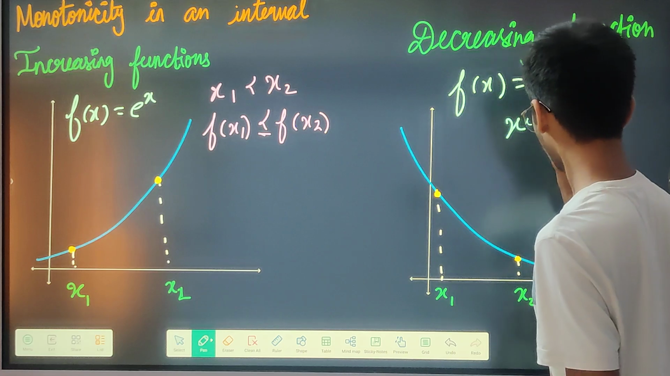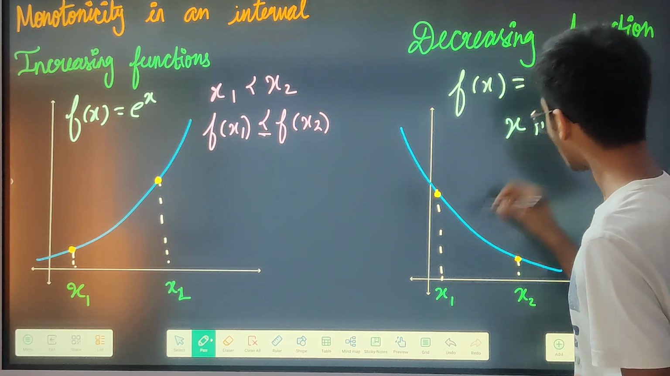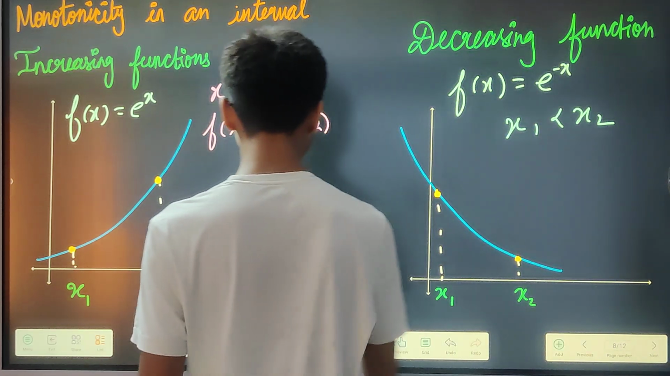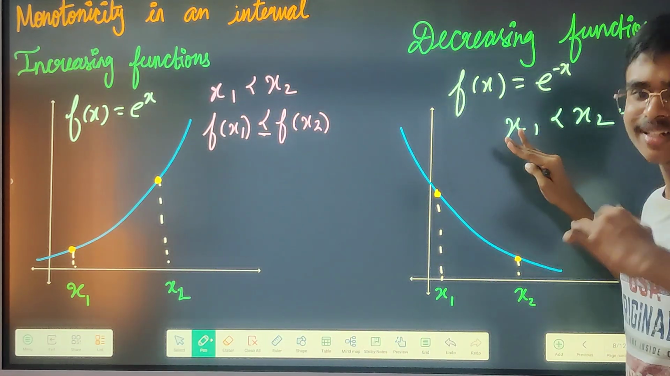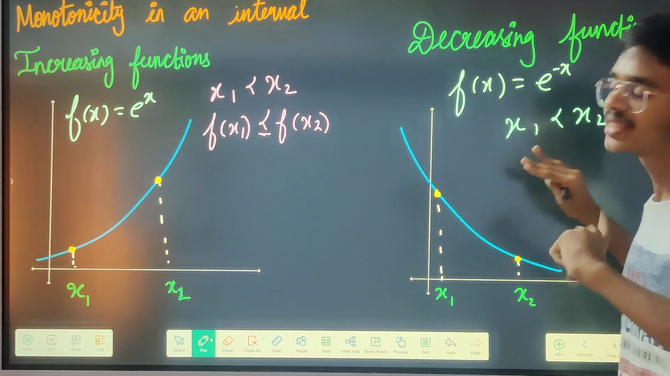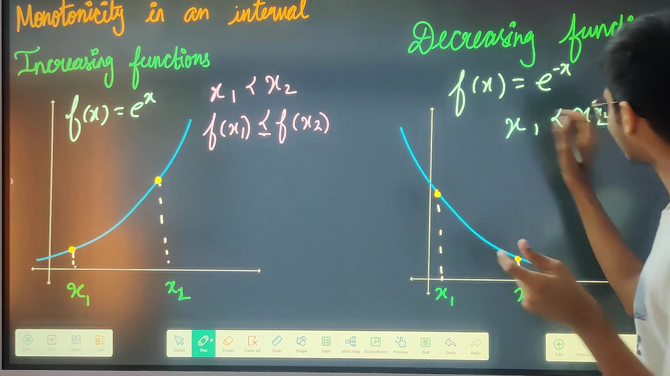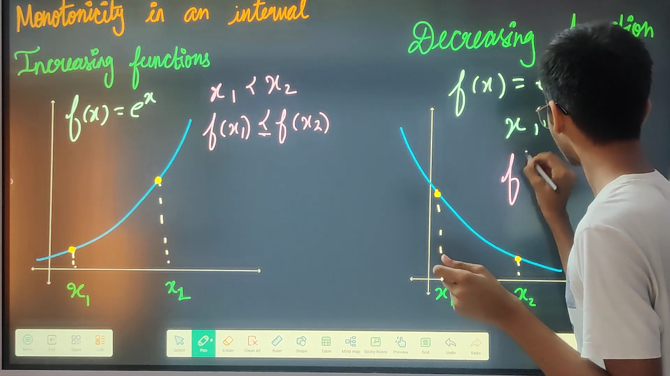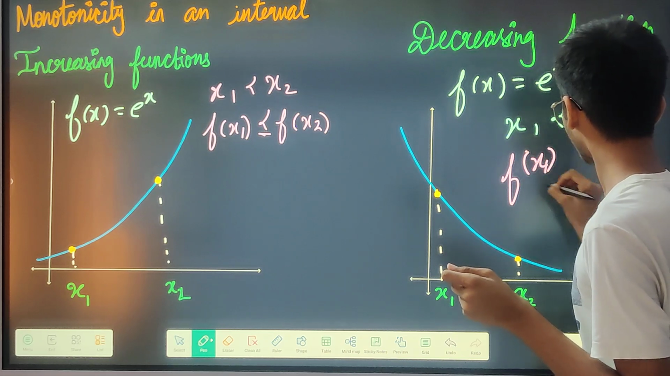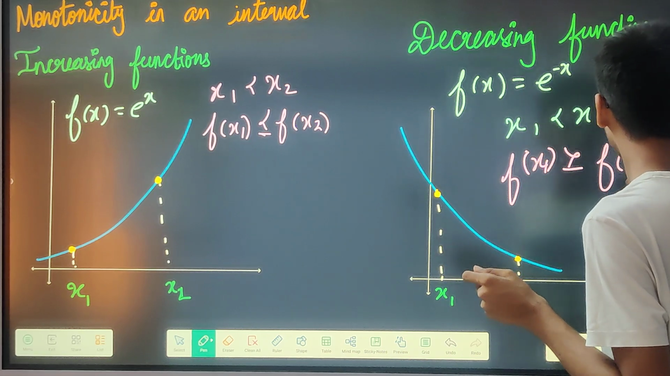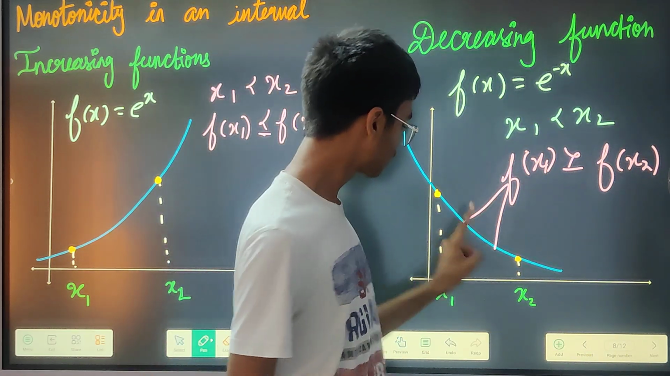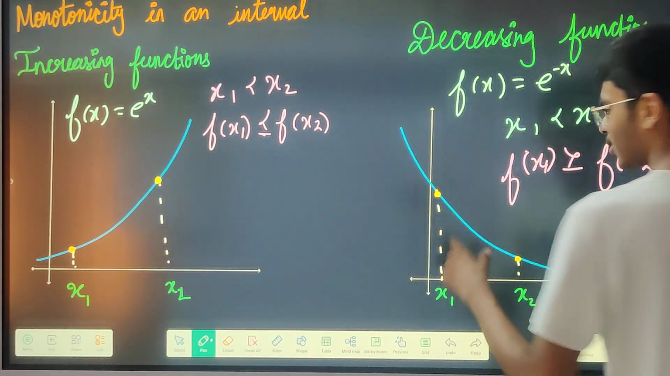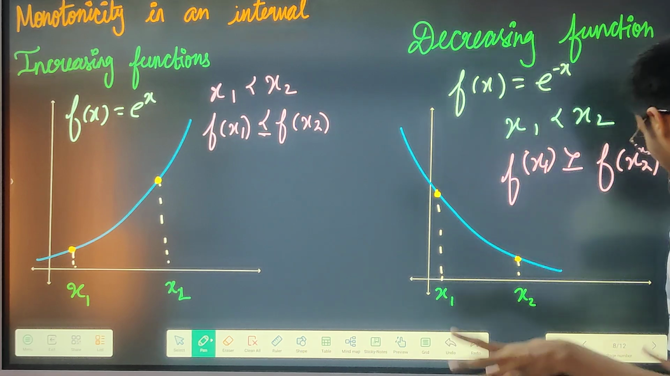Okay, so we all know that x1 is less than x2, but for decreasing this is a very special condition. That is, it will be exactly opposite. Not only here, even in the previous cases we have seen the same, but I did not mention this particular thing for decreasing. f of x1 should be greater than or equal to f of x2, and here also the same drawback is there.